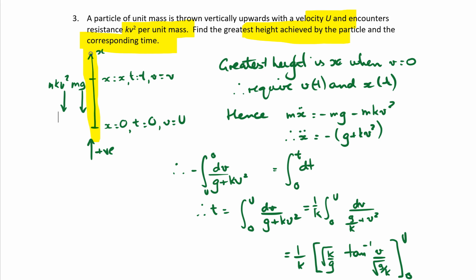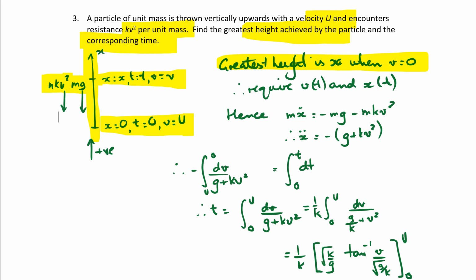So when we set up our picture, here's the particle being thrown up into the air. The force of gravity is going to act on it, and it's got its resistance of kv squared per unit mass. The initial conditions were as shown. These are the conditions later on, and I suppose what we could have done also is put in an x equals h and taken it from there. But let's continue. So we know this bit, greatest height is when v equals 0.